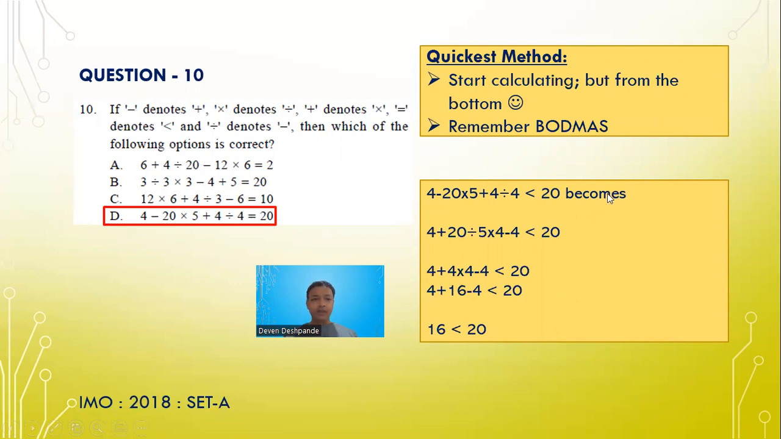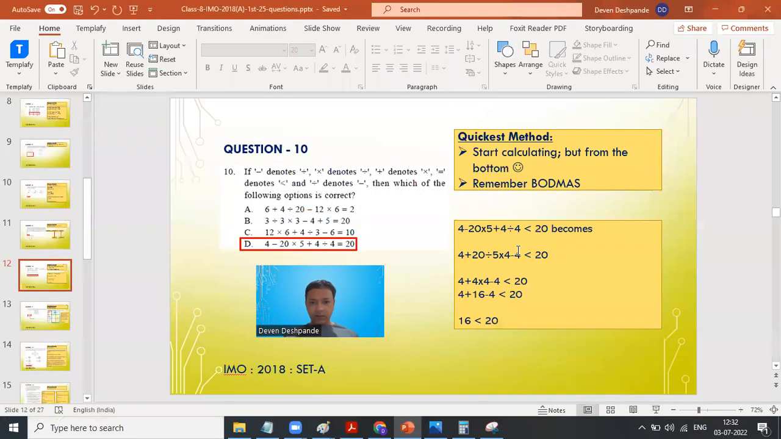This will become 4 plus 20. So minus becomes plus, multiplication becomes division, plus becomes multiplication, isn't it? Plus becomes multiplication, and division becomes minus, and equal to becomes less than.